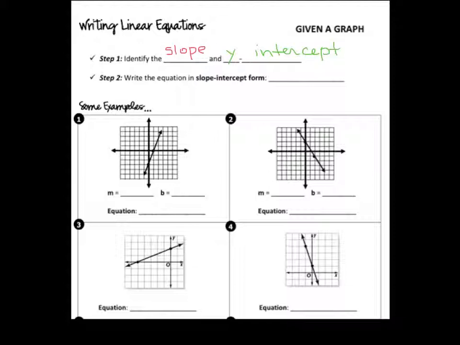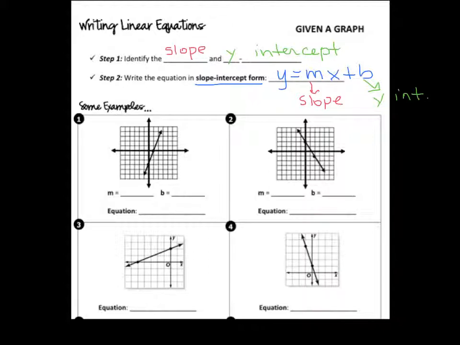If you have a graph and you're writing an equation, the best method, or the easiest one, is slope-intercept form, which we've been talking about for a couple of weeks now. Slope-intercept form is y equals mx plus b. And remember, m is your slope and b represents your y-intercept. So if you can easily see those on your graph, then writing an equation in slope-intercept form should be fairly easy for you guys.